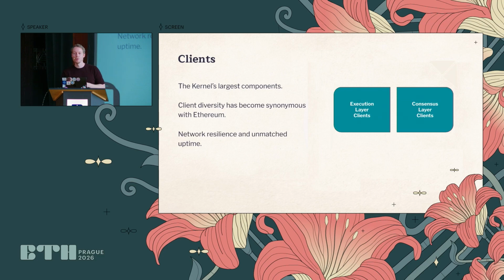This is the largest component of the kernel. One thing that consistently came up as I was doing these talks with different experts was, do you need this many clients, and how many clients is sufficient, and so on. And it became very clear that client diversity at this point has become synonymous with Ethereum. If you expect permissionless access at any time, 100% uptime, then client diversity is one way of getting there. So that becomes a non-negotiable. And we get some really nice properties out of that.